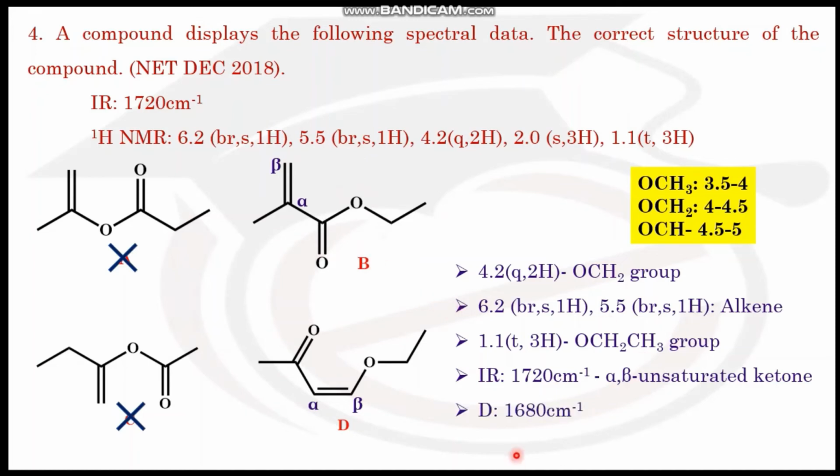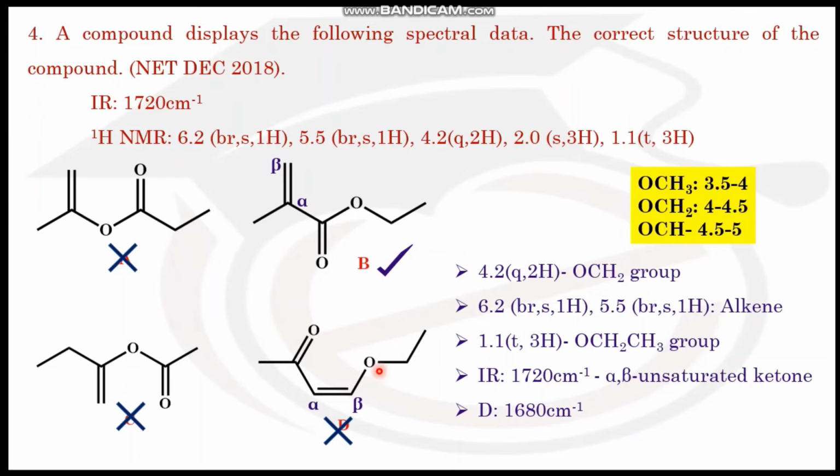So for option D, the value will be 1680 cm⁻¹. So we can cut option D, and the correct answer will be option B. Why such a difference, or what is the difference between these two? You can watch the IR videos. Two videos are there related to IR. You can watch that, so it will be very clear to you.